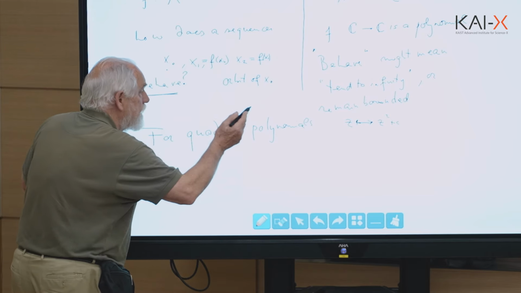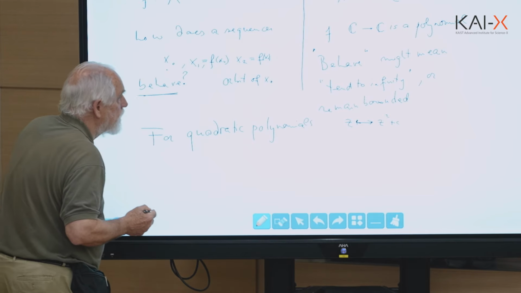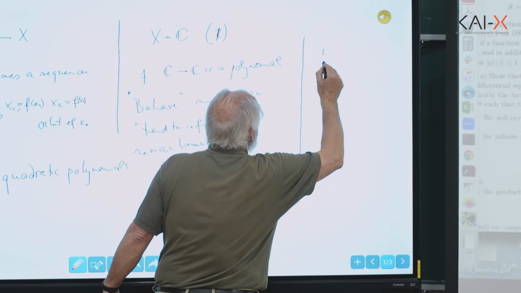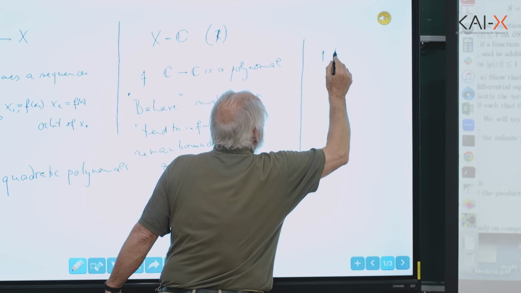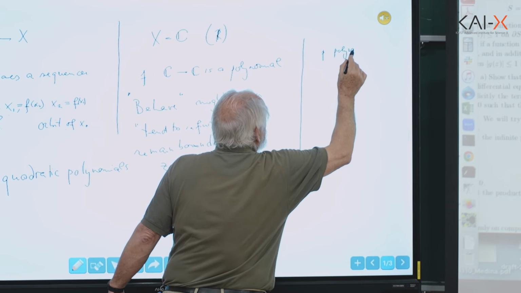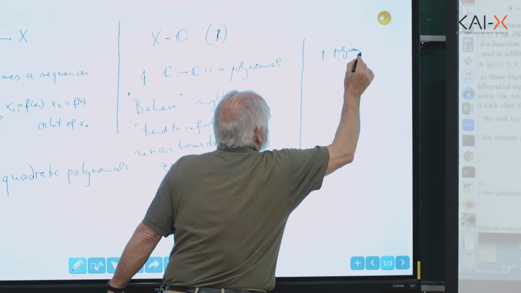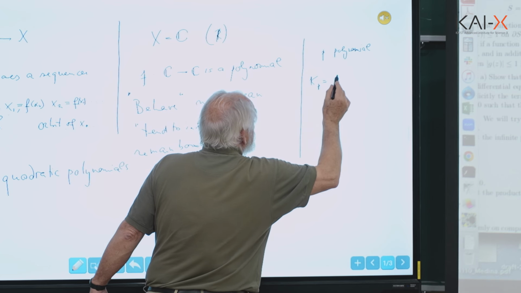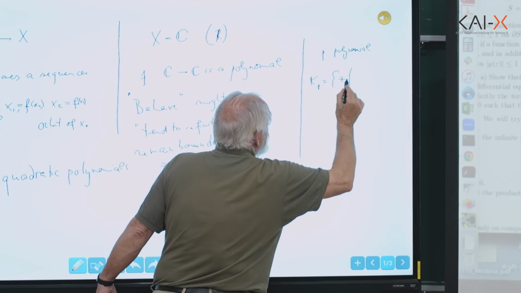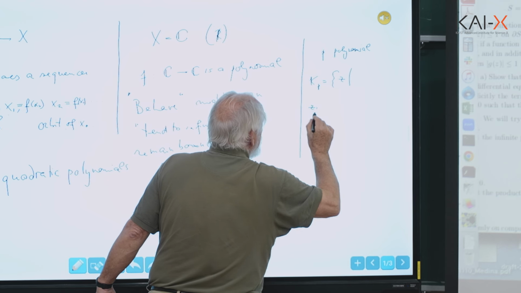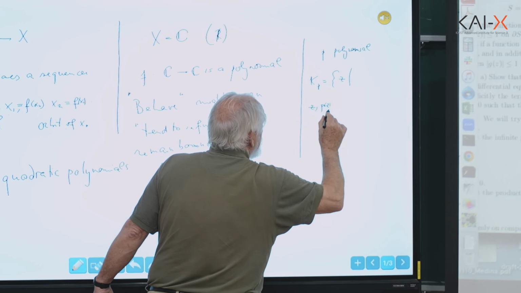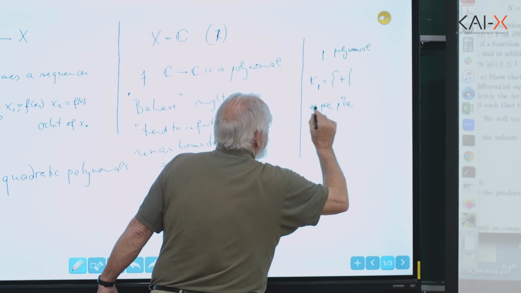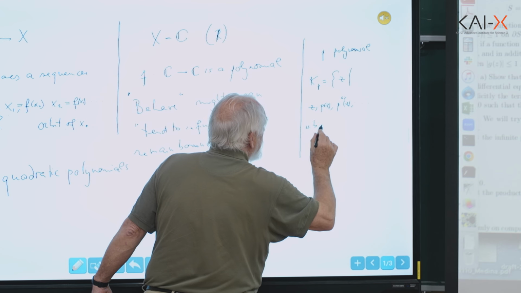Now there is a dichotomy. Here, before I write the dichotomy, for p a polynomial, K sub p is the set of z such that z, p of z, p iterated twice of z, and so forth, is bounded.